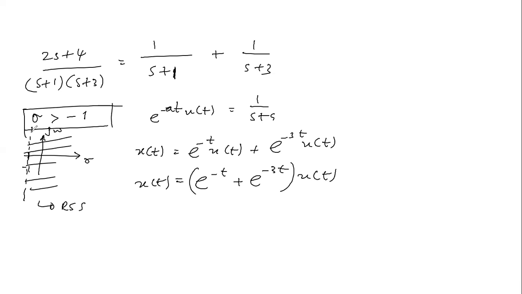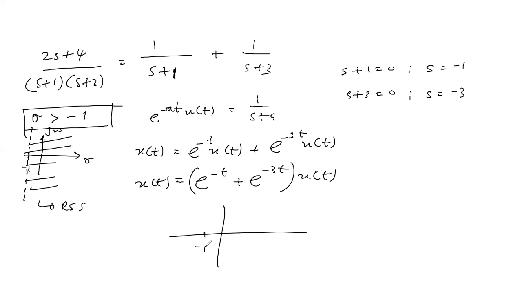Now we can plot to see if the system is stable. If we equate the roots of the denominator to 0, we get the poles. For the first, s plus 1 is equal to 0, so s is equal to -1. s plus 3 is equal to 0, so s is equal to -3. So we have a pole at s equal to -1 and another pole at s equal to -3. We plot that: this is -1. Zeros are denoted with a circle, while poles are denoted with a cross. Then at -3, we also have another pole.